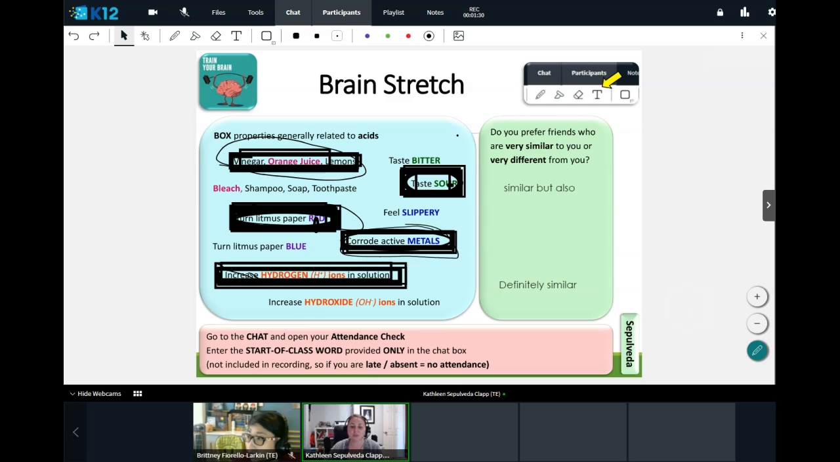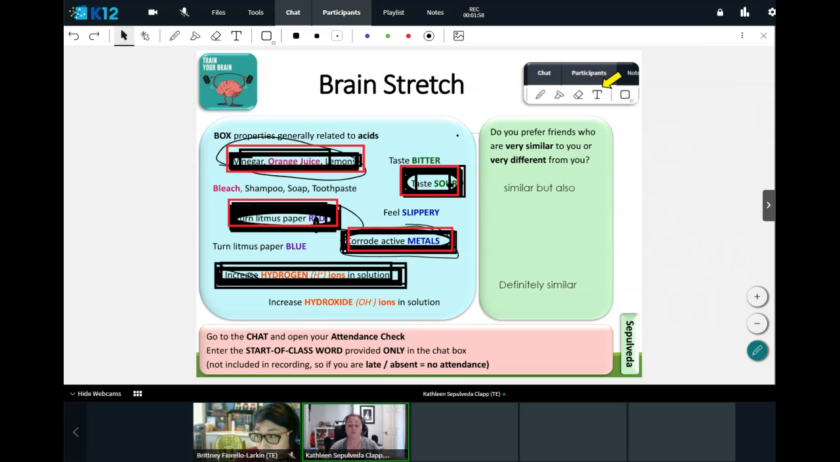So let's take a look at this. We're going to box the properties generally related to acids. Again, we talked about this yesterday. Acids, remember, vinegar, orange juice, and lemons are examples of those acids. They have that sour taste, and they turn litmus paper red. We talked about that: blue for base, red for acid. And they corrode active metals.